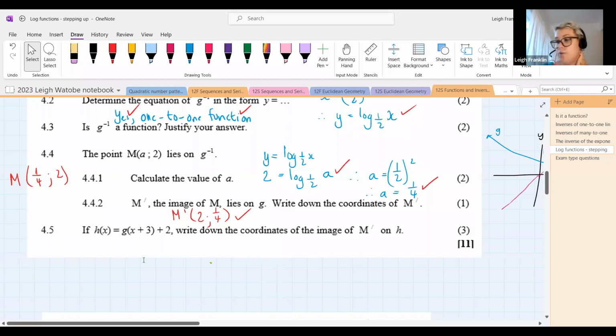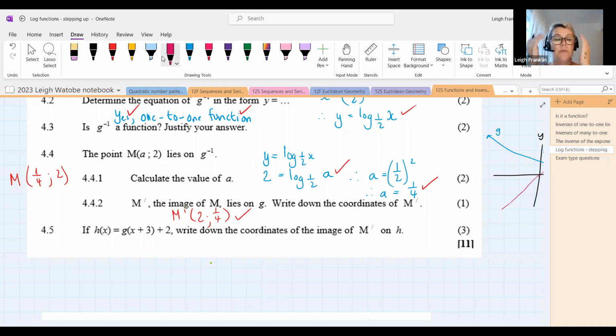Okay, let's go back to question 4.5. This question is based on what? When we've got g(x plus 3) plus 2, what are we doing to our function? It's a type of transformation. There's a name for it. What do we call it? Matrix, can you remember? Let's have a look what you guys are putting in the chat. Yes, absolutely. It's called a translation or shifting.